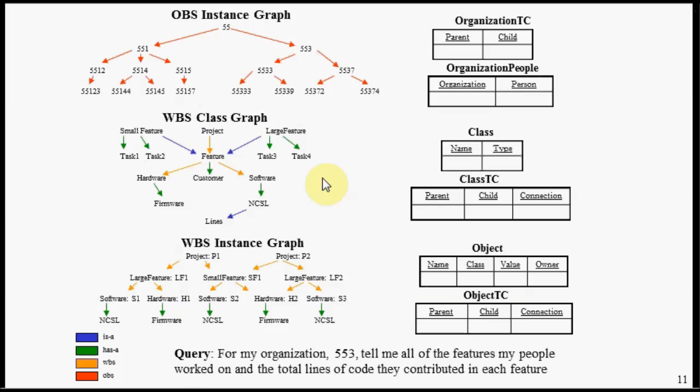And the query we want to perform is the following. Imagine you're the manager of a department up here, organization 553. What you want to know is all of the features your people worked on and the total number of lines they contributed for each of those features. Now, if you think about this, this is a very complex kind of example. It requires the traversal of all three of these graphs: the object instance graph, the class graph, and the work breakdown structure instance graph. It would be something very, very complicated.